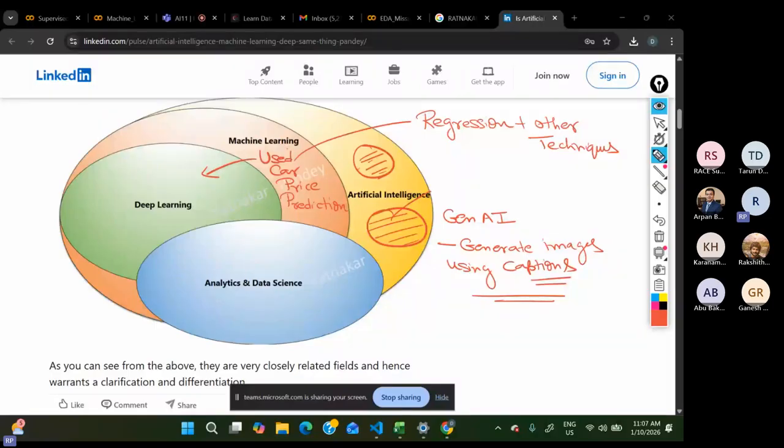So computer vision will depend on how you've done the modeling. If it is deep learning, it is deep learning, but deep learning is a subset of machine learning, so you can call it a machine learning algorithm. Similarly, voice assistants also. Voice assistants, that's right.